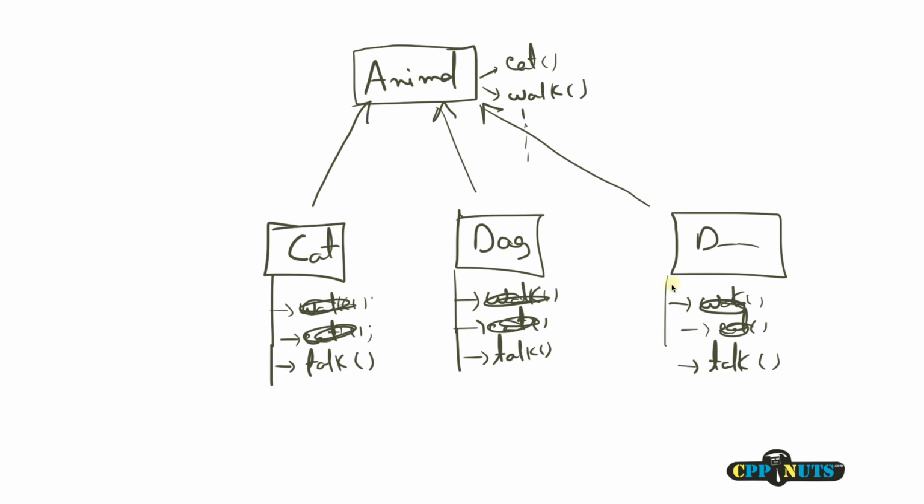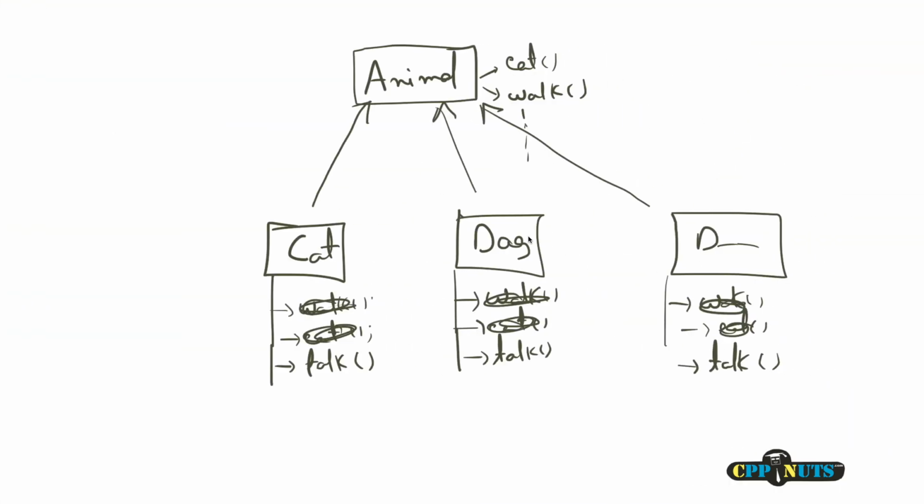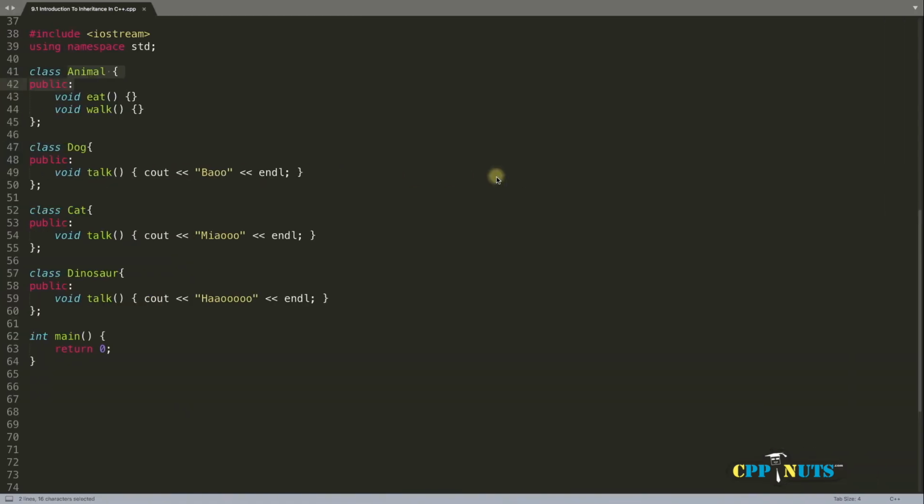So let's see the example here. I'll quickly write the code for you. As you can see, we have this dog, cat and dinosaur class and this animal class. Now, I have not given any inheritance here. So let's do that and inherit this animal inside all these three classes. And I'm going to use public for that.